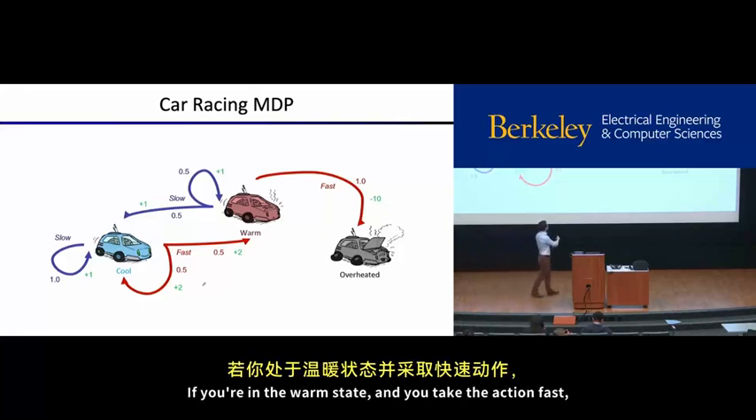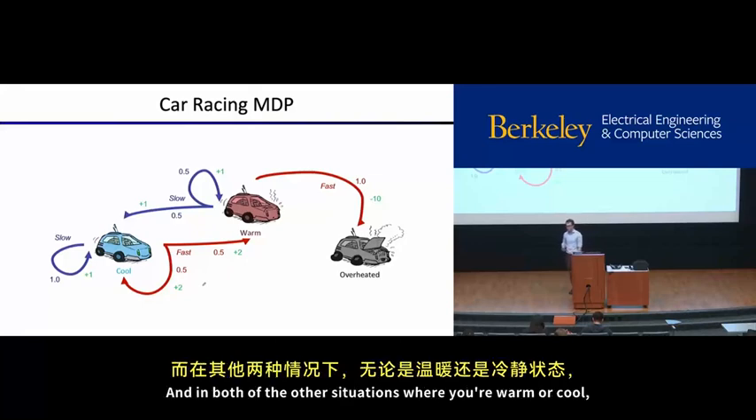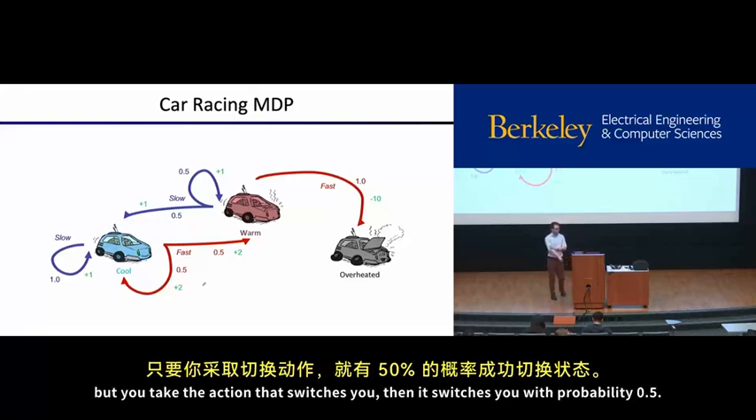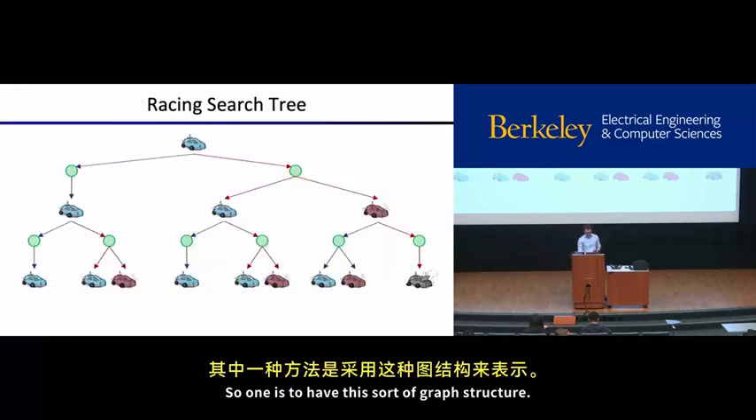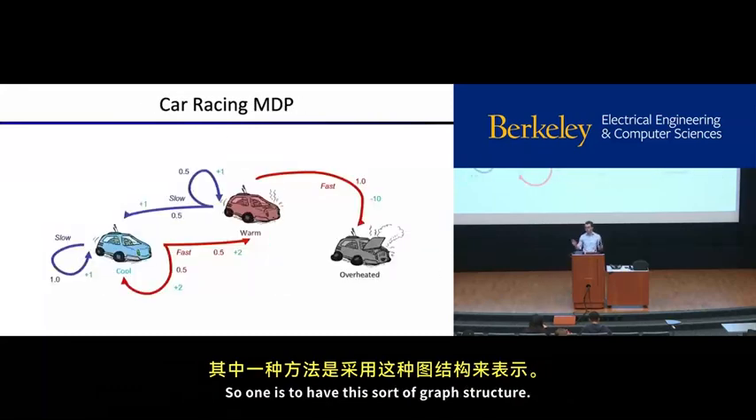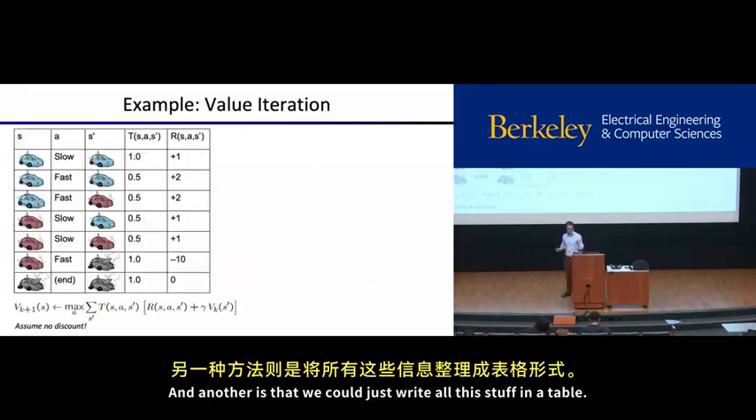If you're in the warm state and you take the action fast, you wind up in the overheated state with probability 1. And in both of the other situations where you're warm or cool, but you take the action that switches you, then it switches you with probability 0.5. So there's different ways that we can write this down. One is to have this sort of graph structure, and another is that we could just write all this stuff in a table.